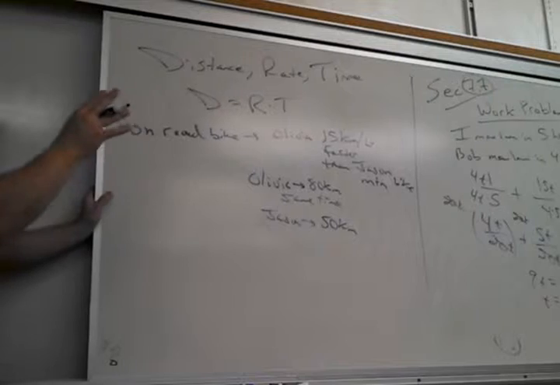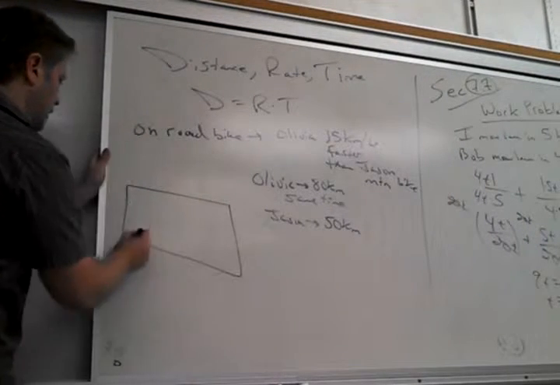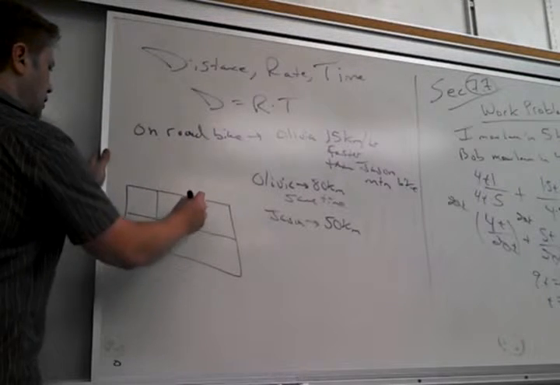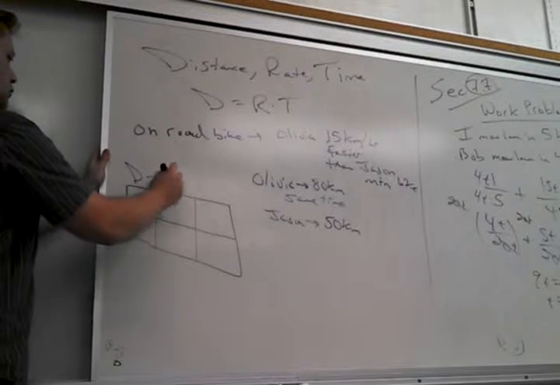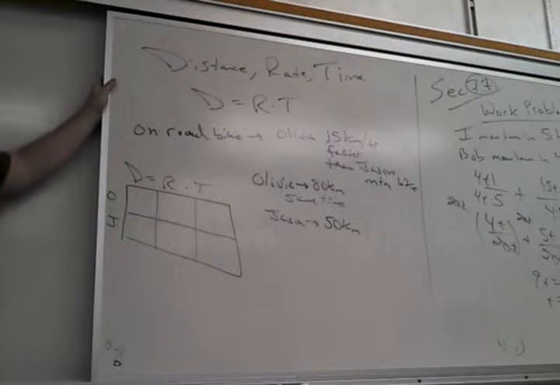One really nice way to set these kinds of problems up, you don't have to do this if you have a different way to do it, but it's really kind of nice. There's almost always two parts to these problems. Distance equals rate times time. You got Olivia and you got Jason, right? OJ.